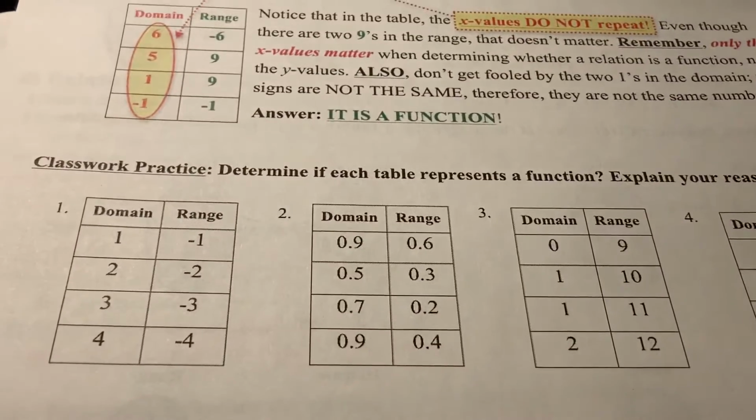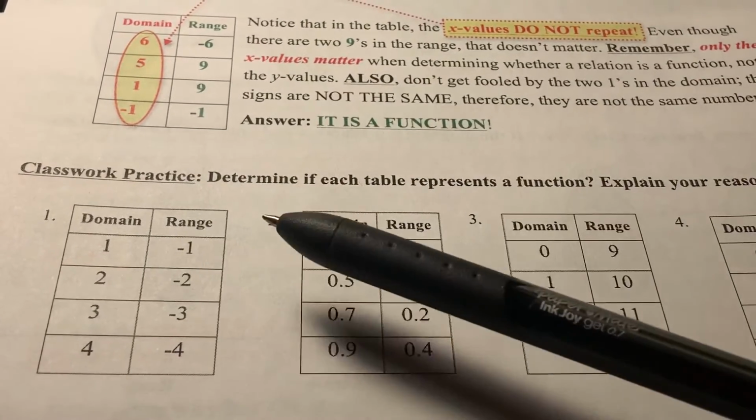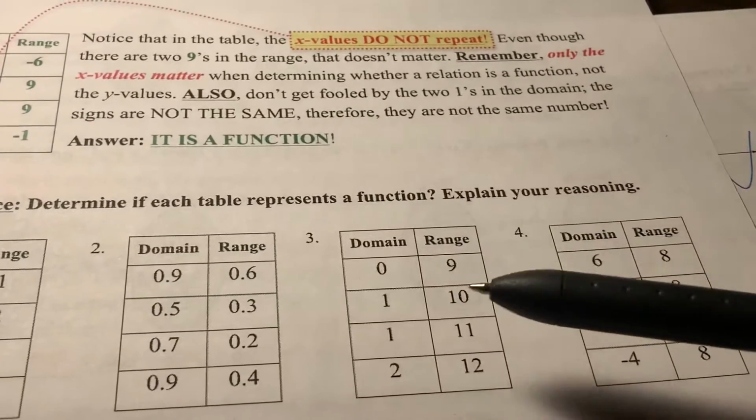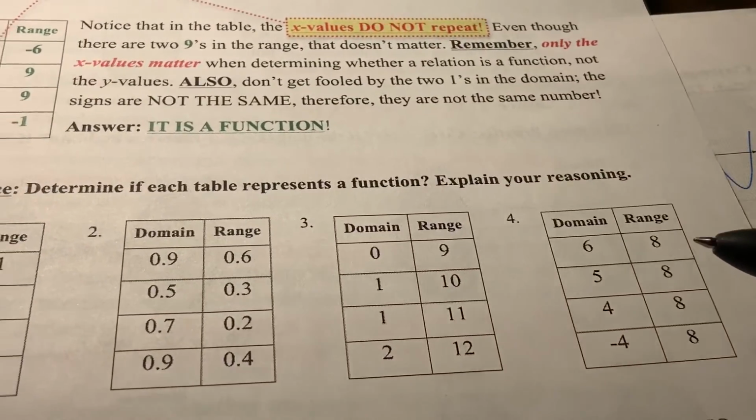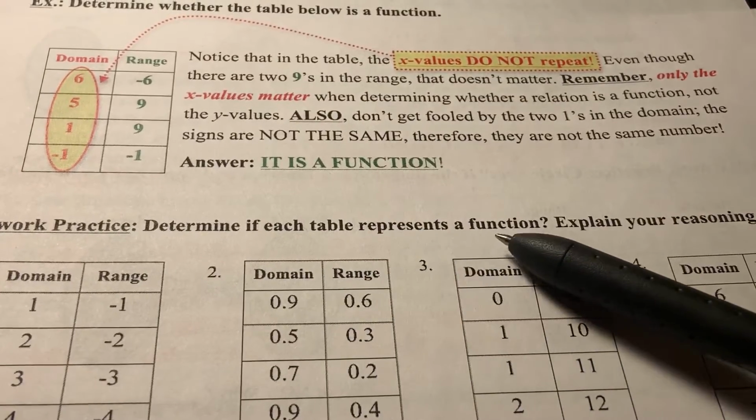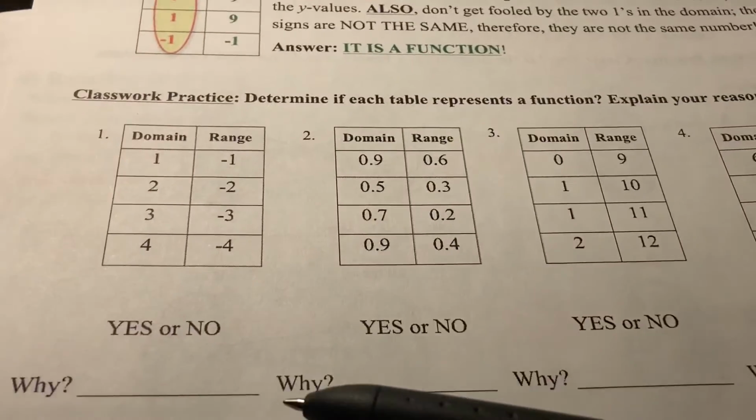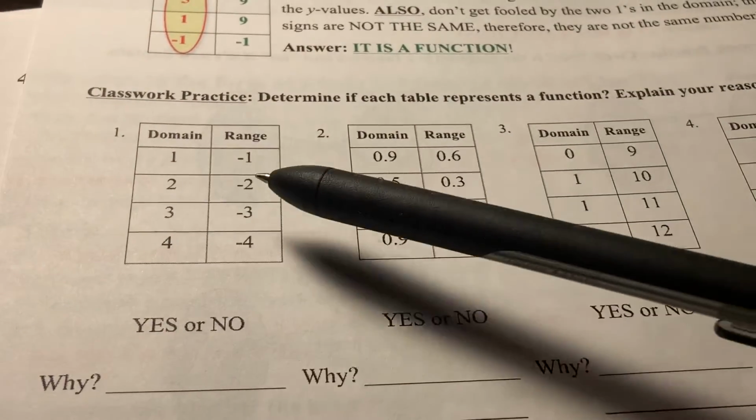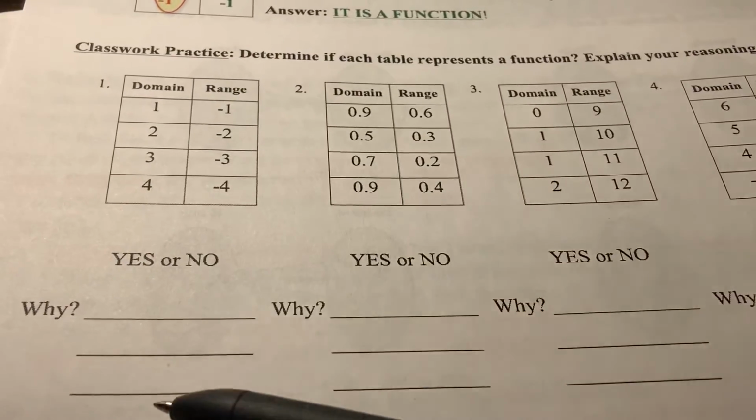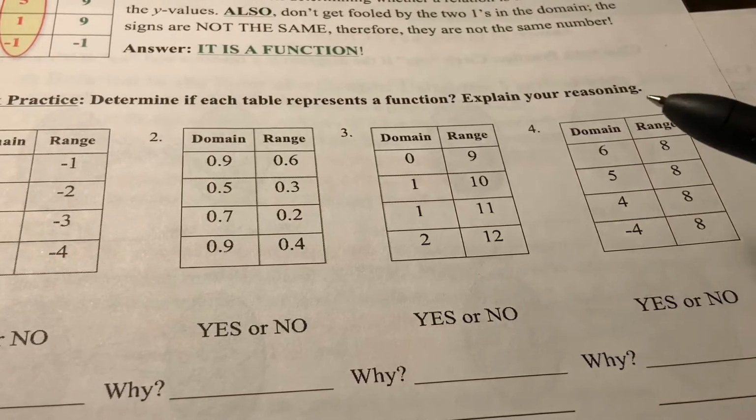Now look here, classwork practice. You're going to do these 4 problems by yourself: 1, 2, 3, and 4. You're going to determine if each table represents a function, and then on the bottom, explain your reasoning. If this table is a function, you're going to circle yes. If it's not a function, you're going to circle no, and then explain why on these lines. The same thing for number 2, for number 3, and for number 4.